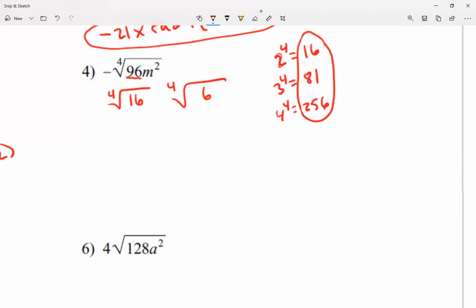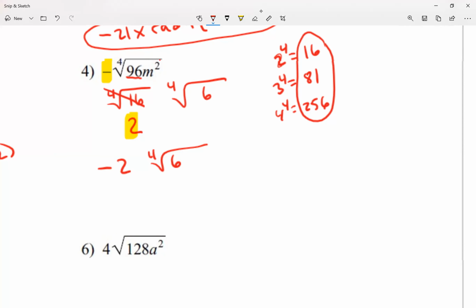I know the 4th root of 16, right? Which number multiplied by itself 4 times gives me 16? The 4th root of 16 is 2. This 2, with this negative sign that was outside of my radical to begin with, becomes -2. Then I have the fourth root of 6. Now, can I do any better? No. All right, the fourth root of 6, nothing I can do.